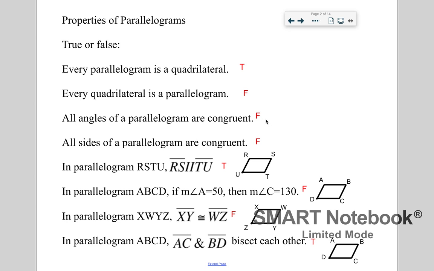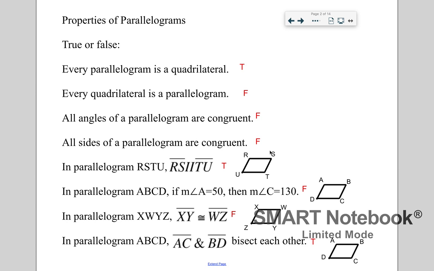All angles of a parallelogram are congruent. This is false. They could be, but they aren't always. In order to say true, it has to always be true. And there are times that happens, but it doesn't happen every single time you make a parallelogram. The same reason for the next one, all sides of a parallelogram are congruent. That is false. That can happen sometimes, but it doesn't happen all the time in a parallelogram.